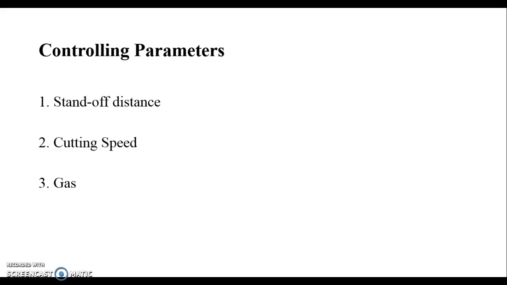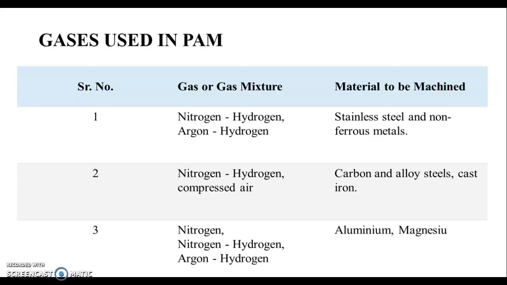The third parameter is gas. The gas flow rate is directly proportional to the thickness of the material. The selection of a particular gas depends on the quality of cut and economics.